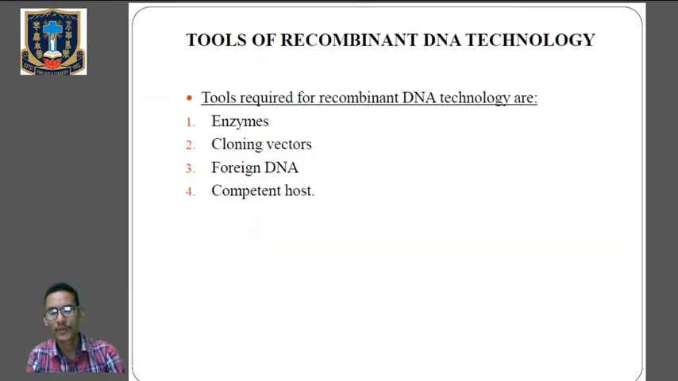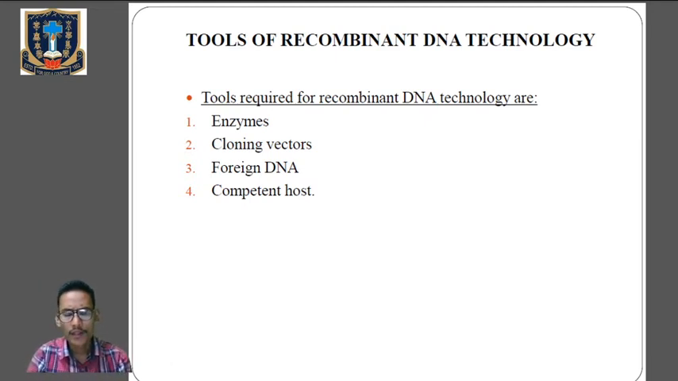So in the last class, we learned about the enzymes. If you remember, we are dealing with the tools of recombinant DNA technology. In the last class we learned about the enzymes that are used in this technology. Briefly, under the enzymes, we learned about the lysing enzymes, the clipping enzymes, which are exonuclease, endonuclease and the restriction endonuclease. Then we learned about the palindrome and palindromic sequences.